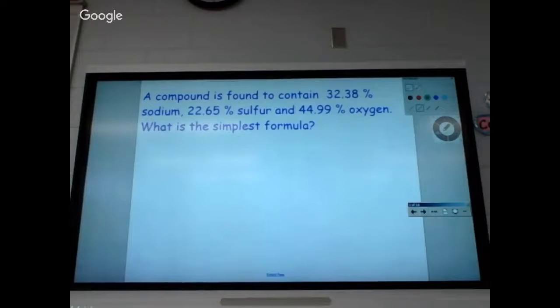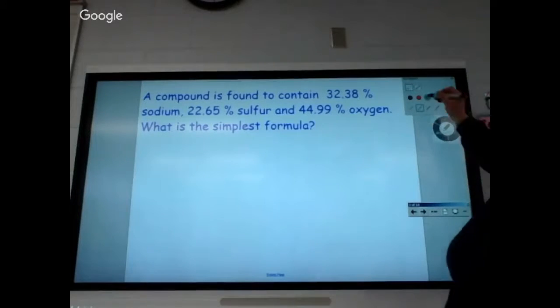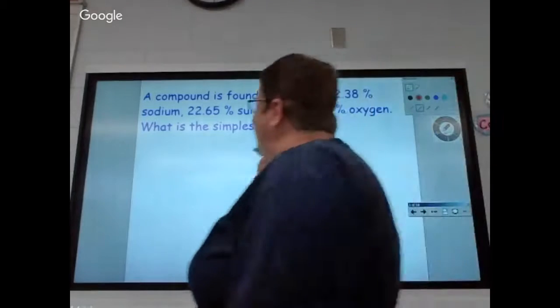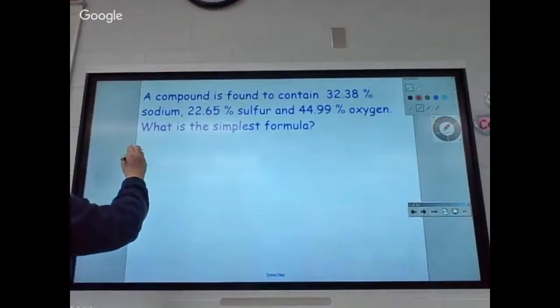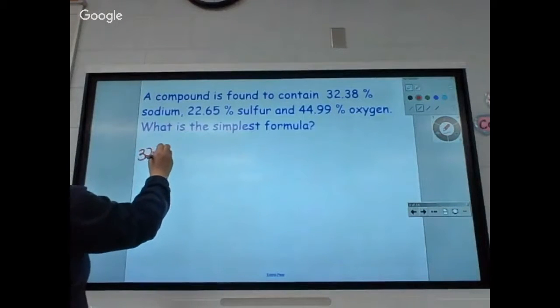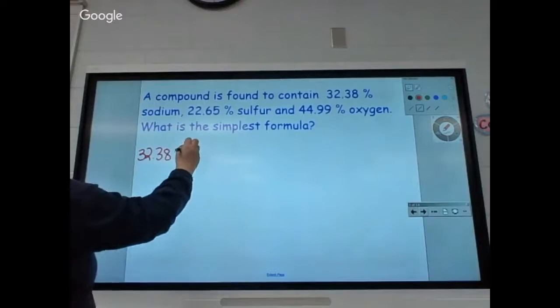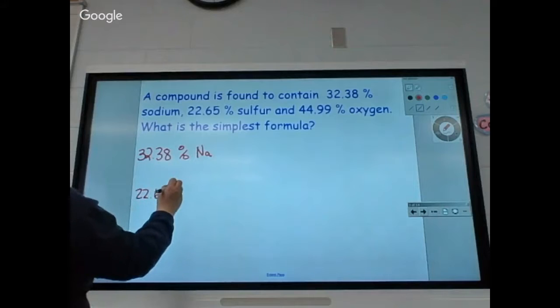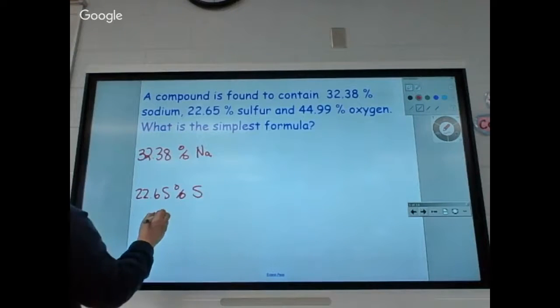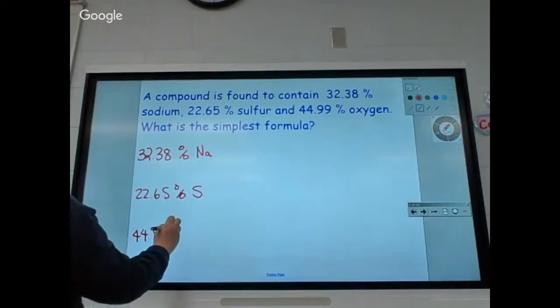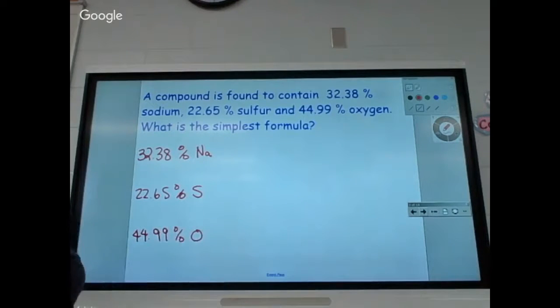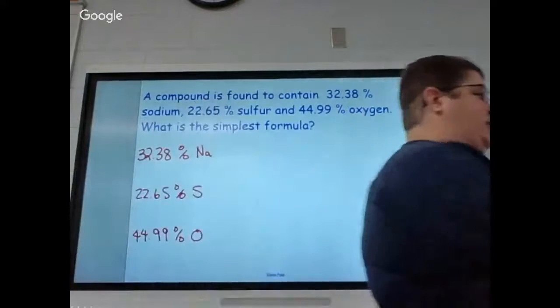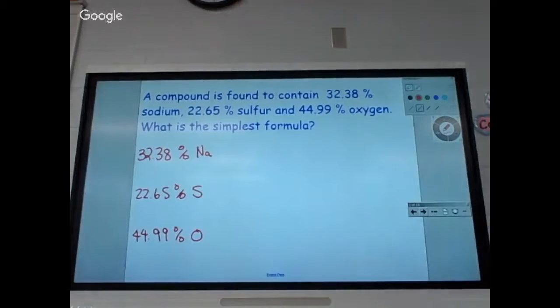So, all right, step 1. We got to change the percent to grams. So we have 32.38% sodium, 22.65% sulfur, and 44.99% oxygen. All right, so what do you think we should do to change percent to grams? What should we do?